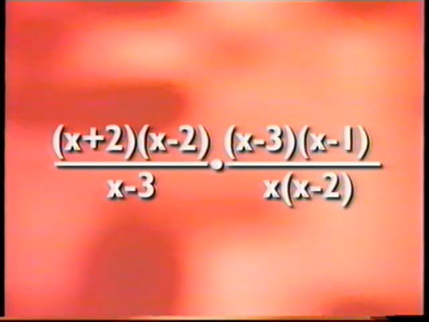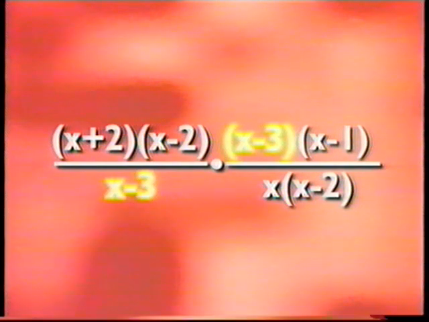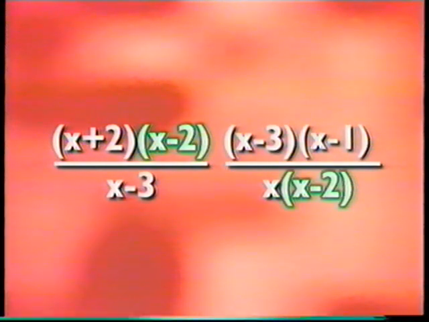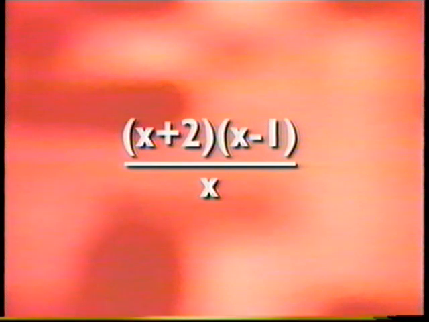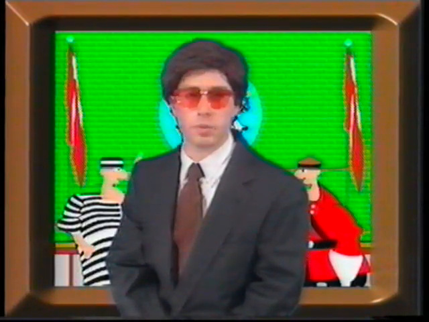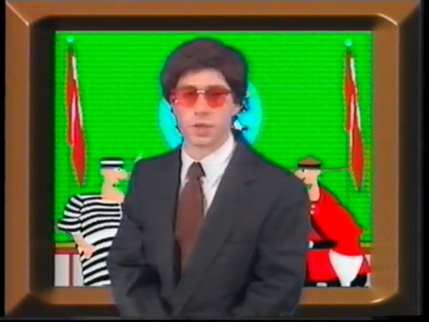You see that some factors, like x minus 3 and x minus 2, end up on both the top and bottom of the fraction. This means you can simplify them by canceling them, like reducing to lowest terms. For a final answer, you can either leave it in factored form or put it in standard form, x squared plus x minus 2 over x. Which I can assure you is considerably simpler than multiplying the whole business out.